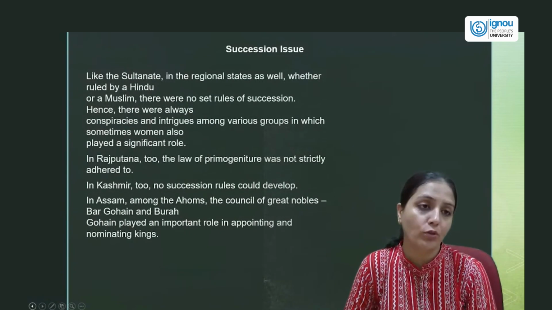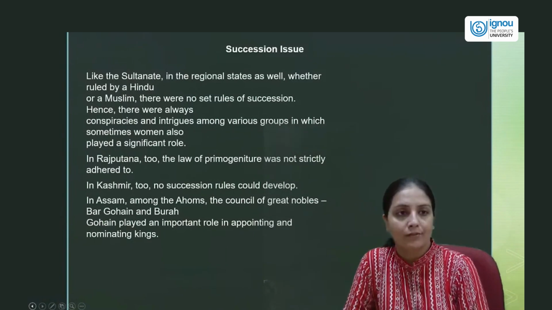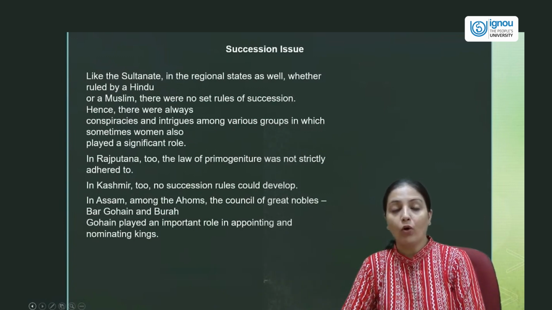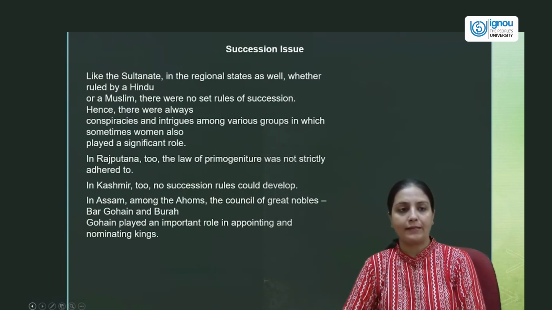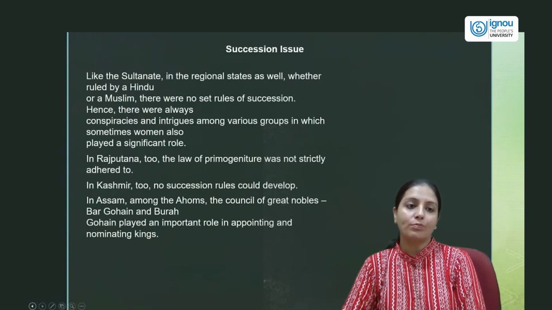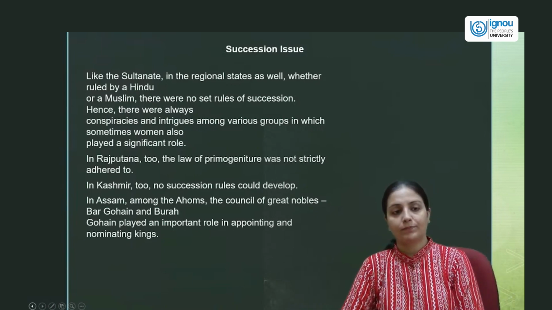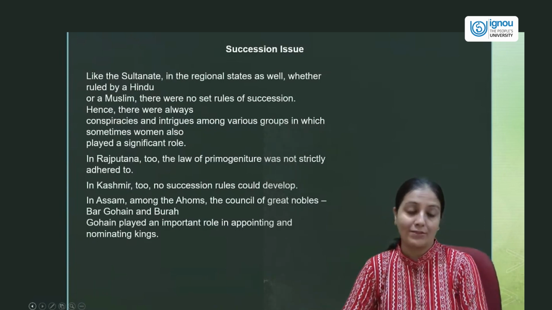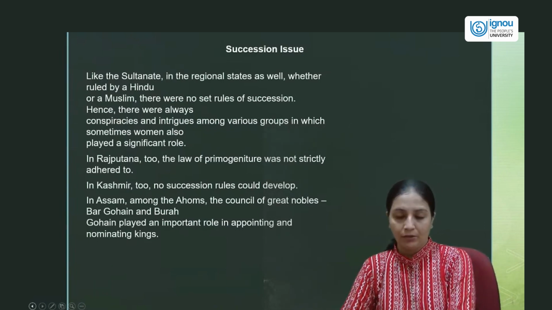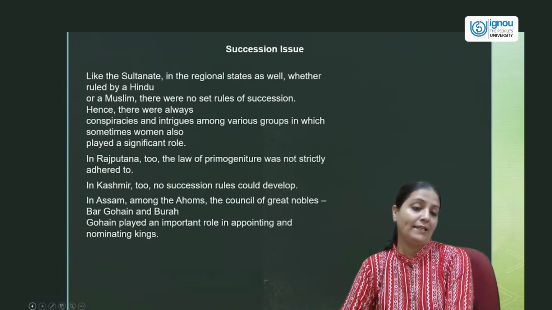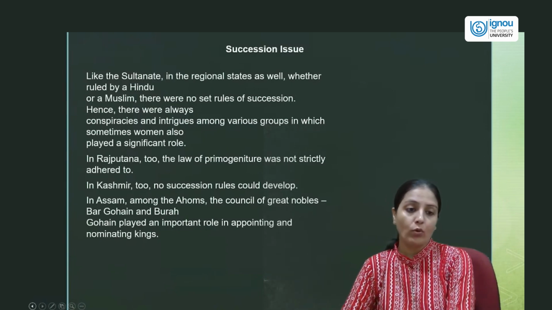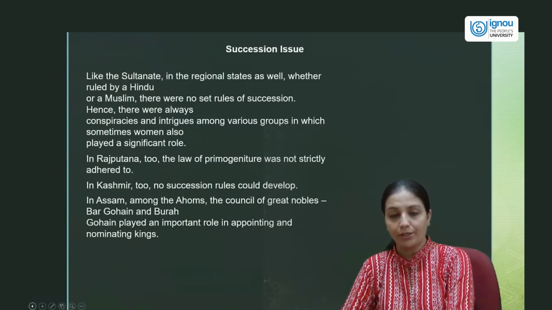Next, the succession issue: how they dealt with succession. Like the Sultanate, in the regional states as well, whether ruled by a Hindu or a Muslim, there were no set rules of succession, hence there were always conspiracies and intrigues among various groups, in which sometimes women also played a significant role. In Rajputana, the law of primogeniture was not strictly adhered to. In Kashmir, no succession rules could develop. In Assam, among the Ahoms, the Council of Great Nobles, Bar Gohain and Bura Gohain, played an important role in appointing and nominating.